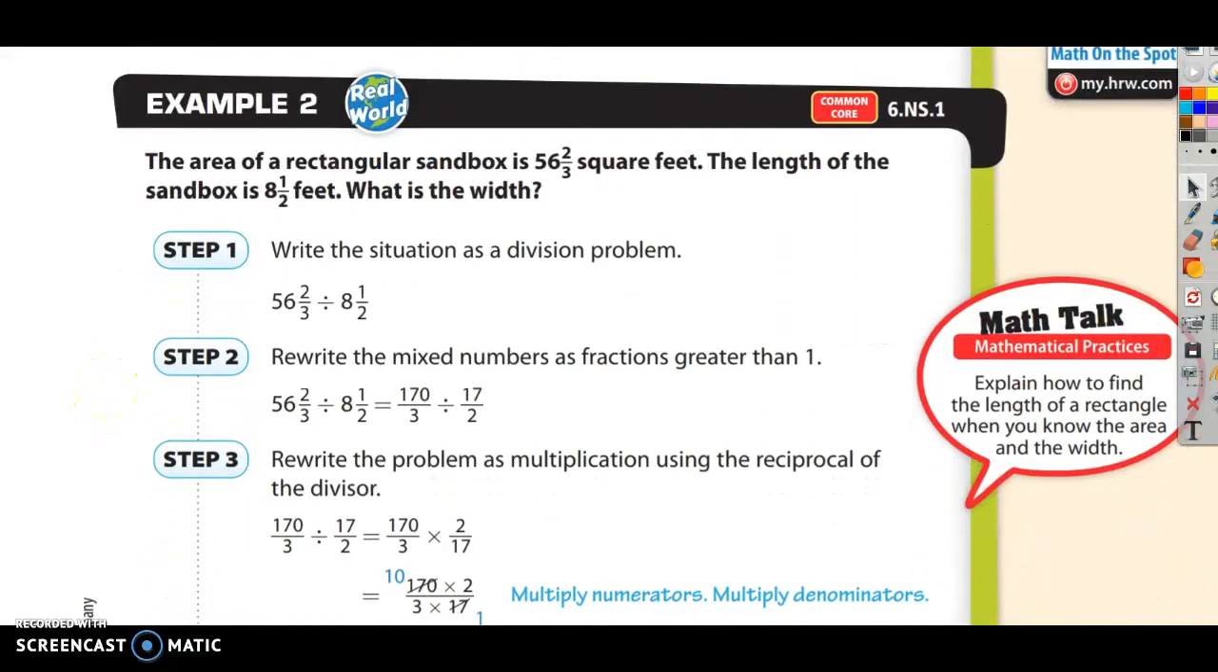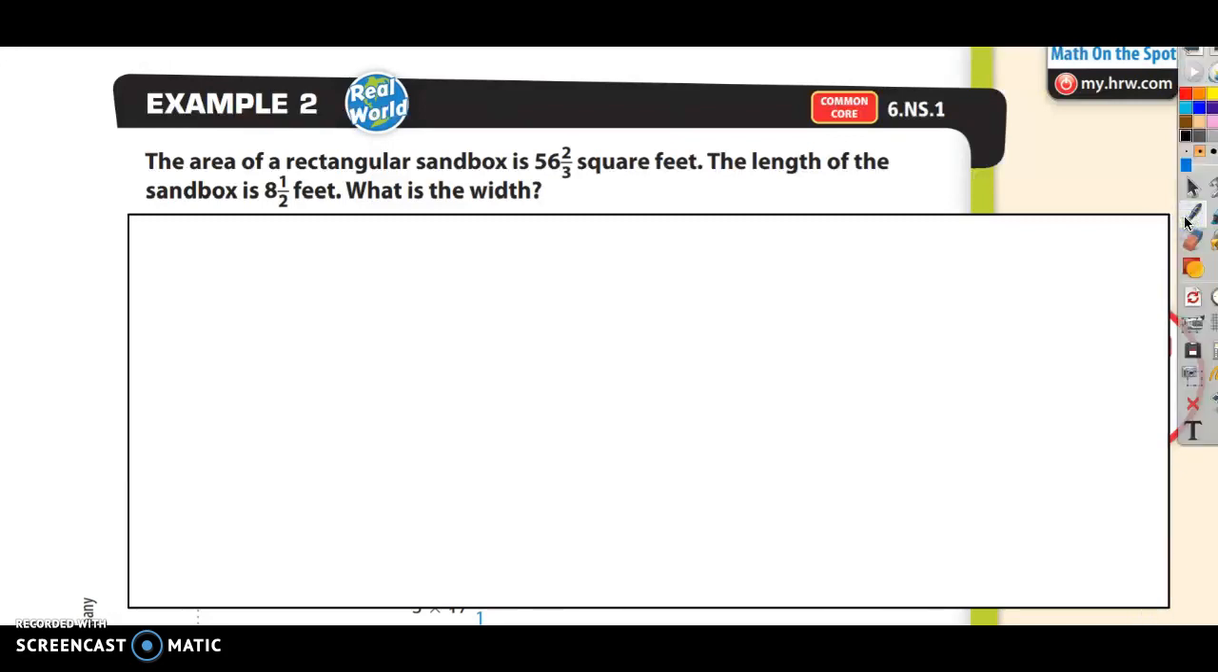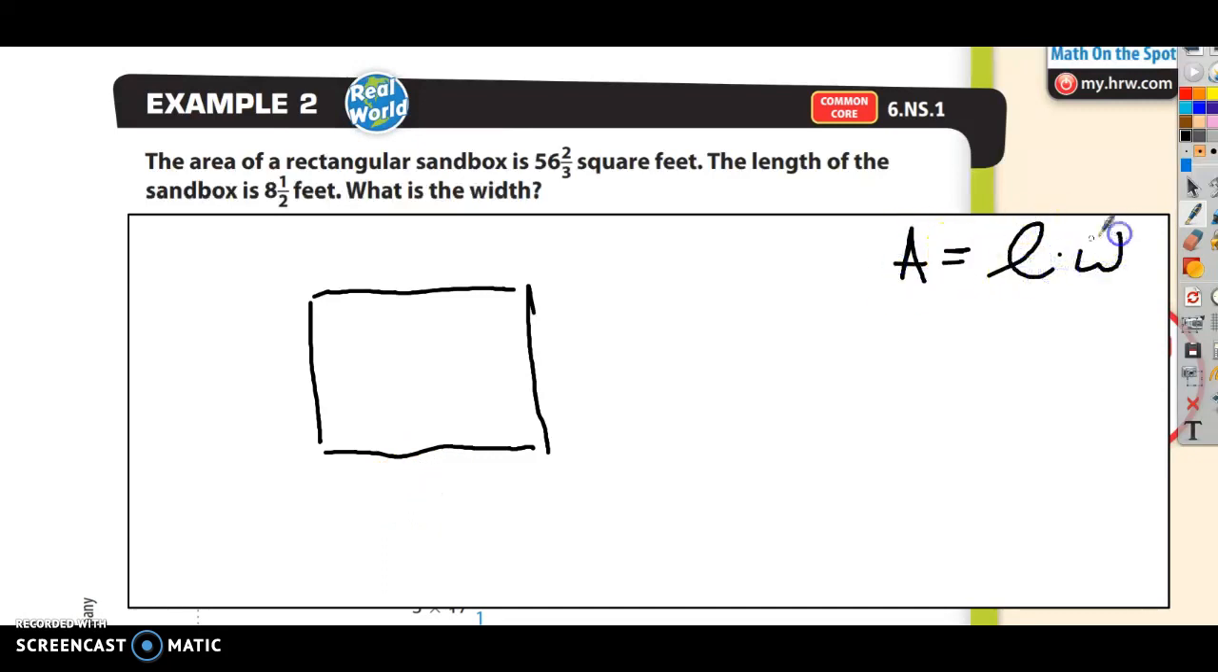Example 2 starts with a sandbox, and in fact, I'm just going to draw it. Why not? I'm going to put a whiteboard down, and then I'm going to draw a sandbox. And it's a rectangle, so I'm going to make one side longer than the other. And area is found by doing length times width, and I use a little dot here for times. Okay? So if I knew the length and the width, I would multiply.